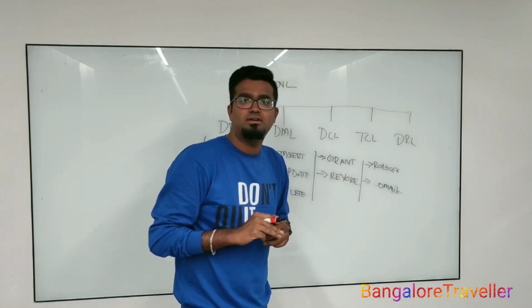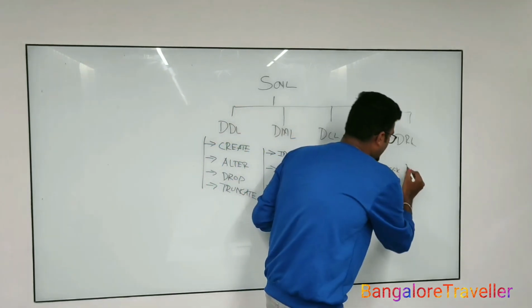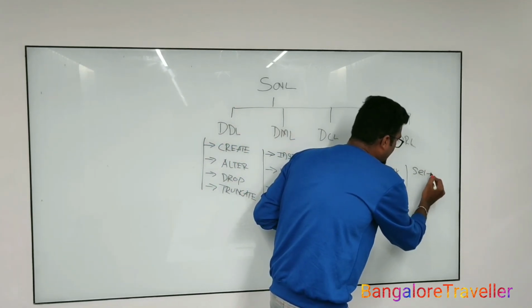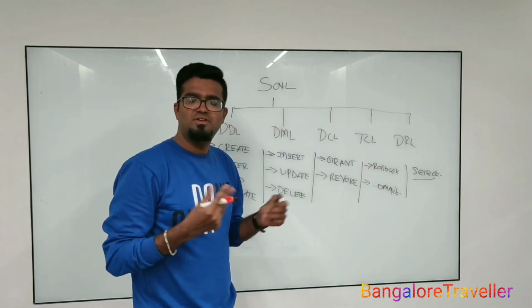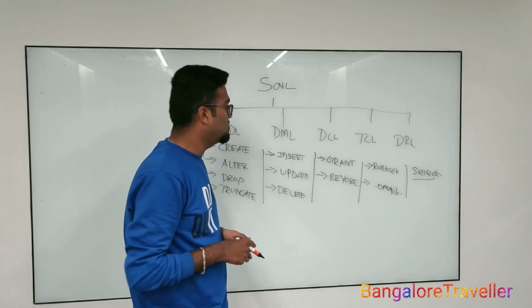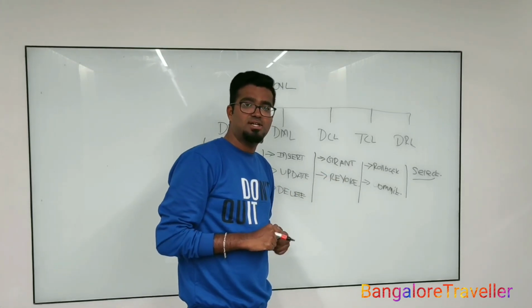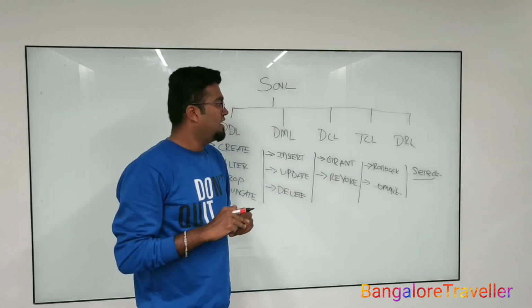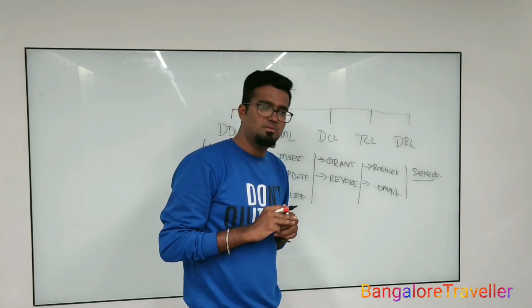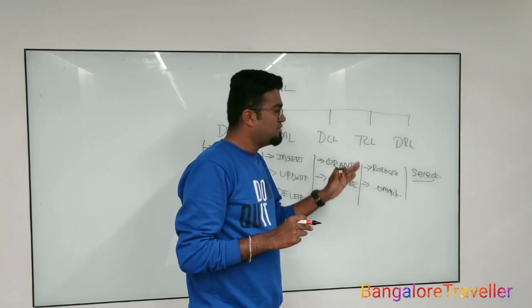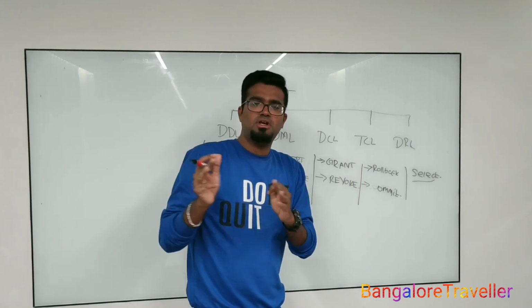And let's see what is DRL. DRL is nothing but data retrieval language, and we have select. This is one of the very important statements which is used everywhere in the world, by every developer and every support person. So what is select? Select is a statement used to select any particular records or rows from the database or from the table. The select statement can be used to retrieve the records from the table.